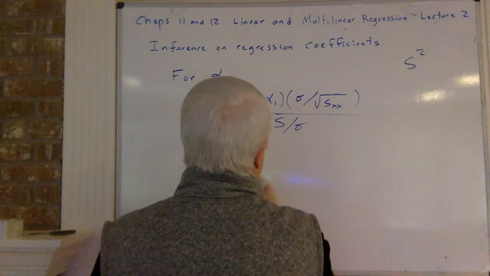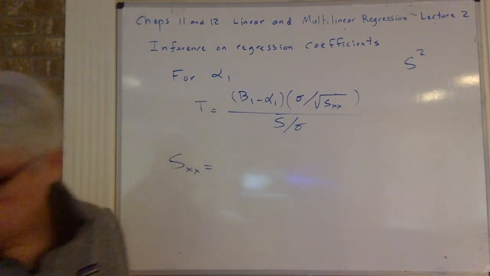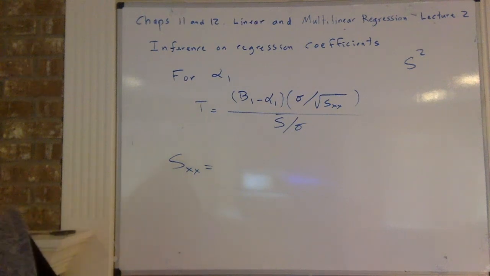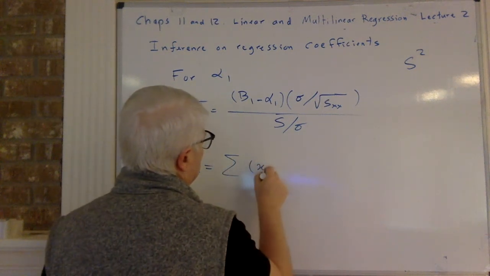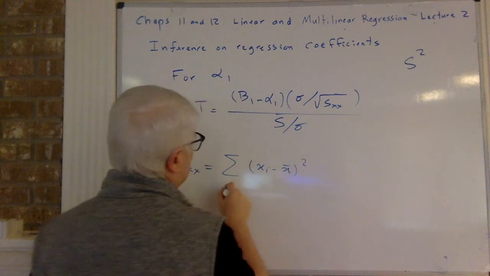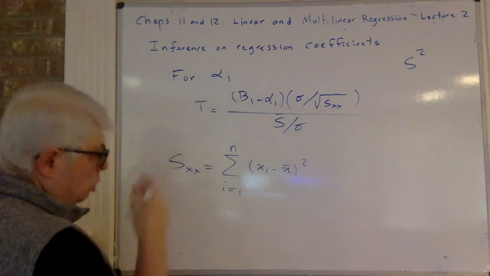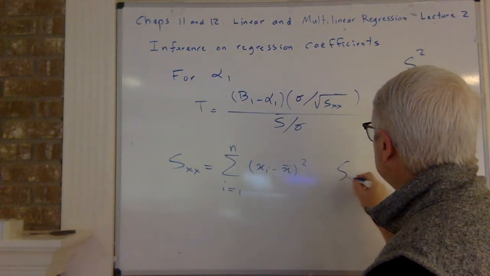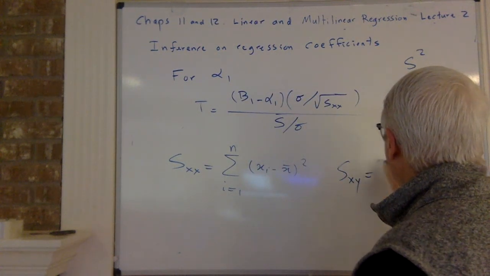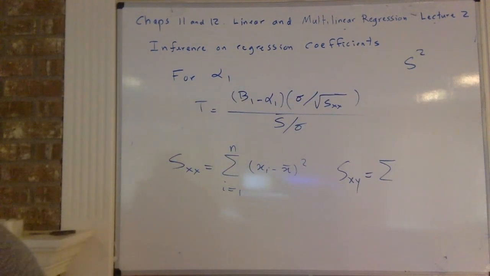So Sxx is this one, the sum of xi minus x bar squared. So that's like the x squared term that we have in a variance formula. And then we have Sxy, which is, I think, also the same thing: the sum of (xi minus x bar) times (yi minus y bar).